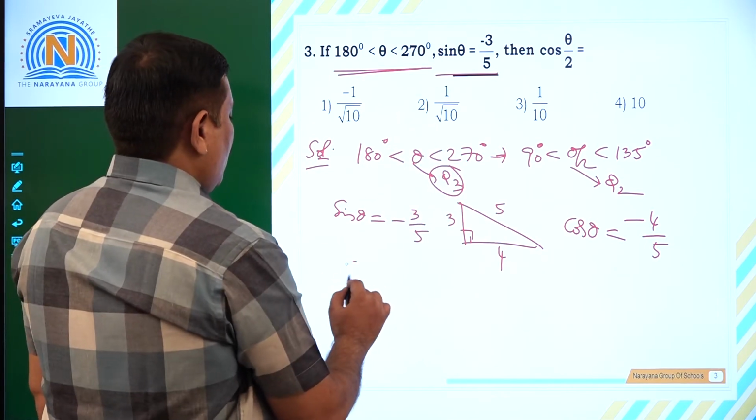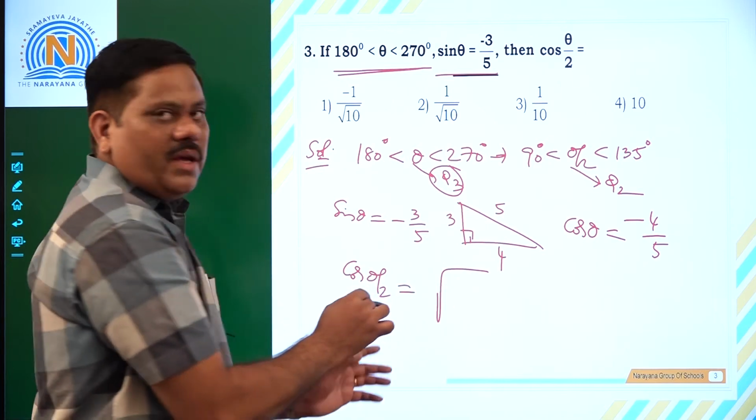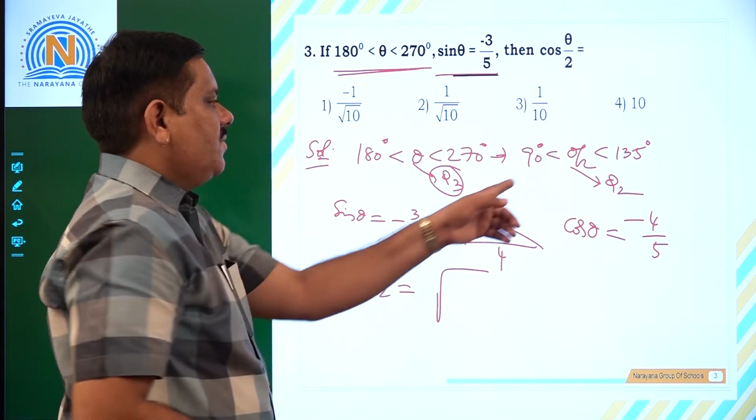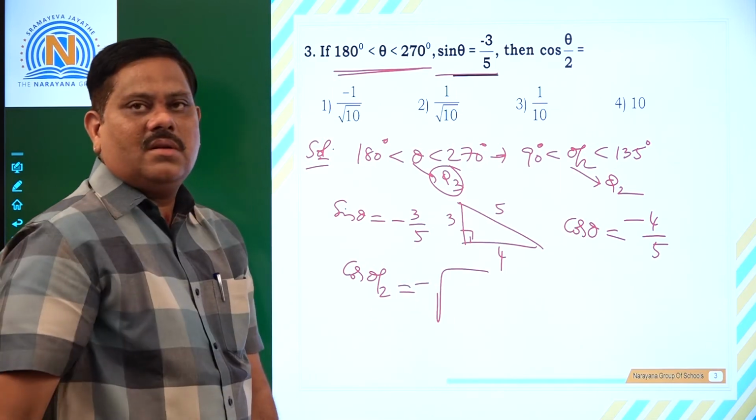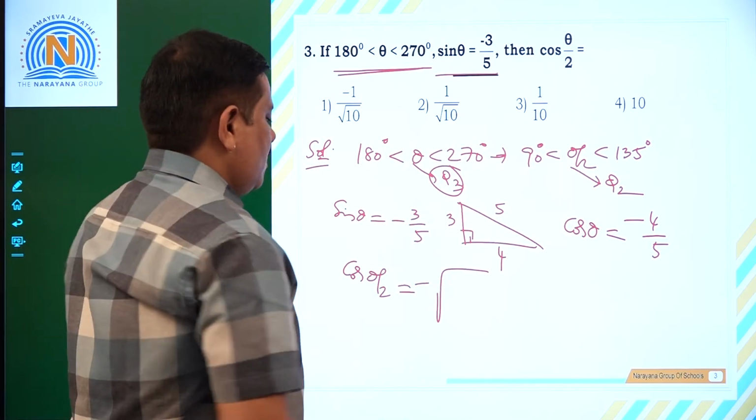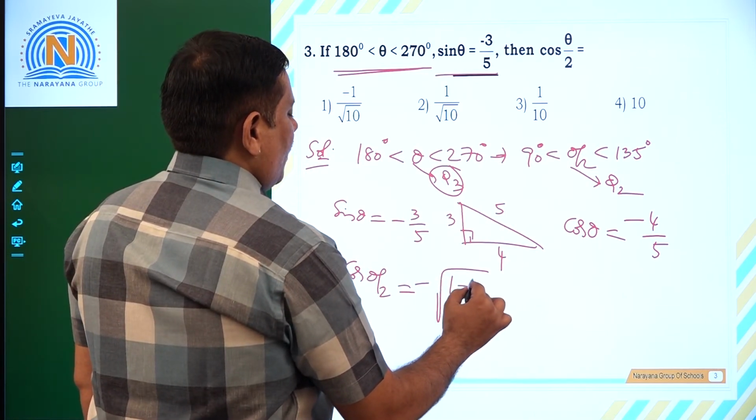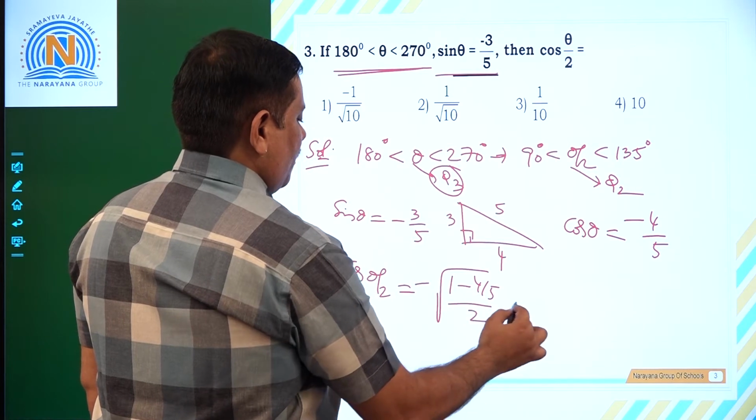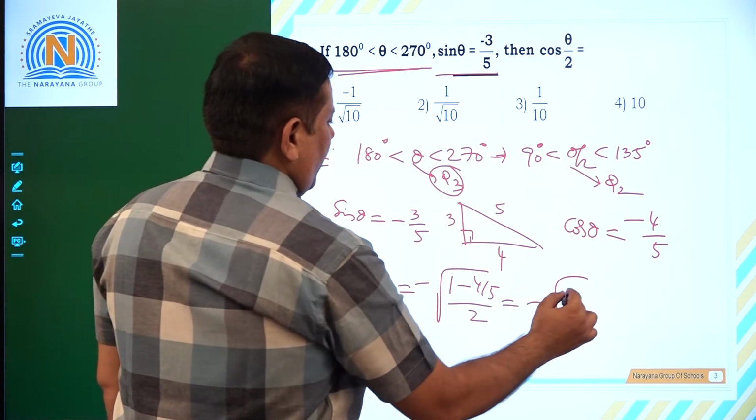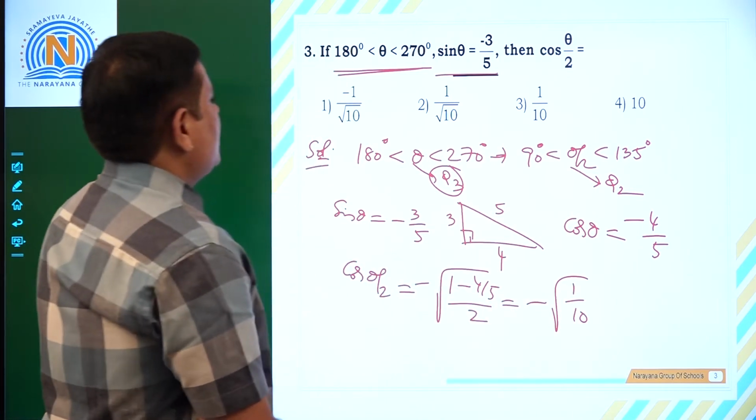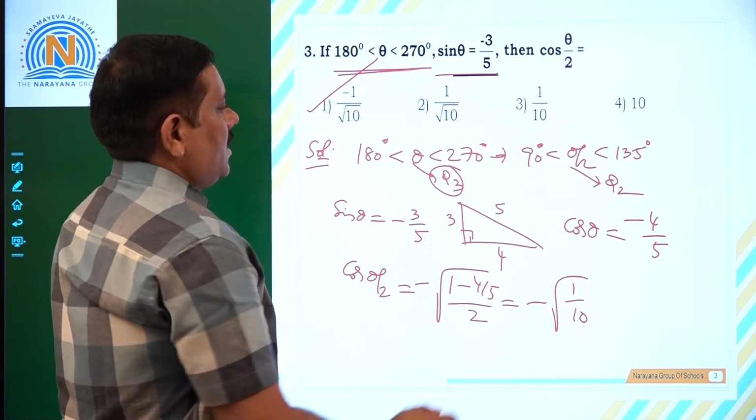Now what do you need? Cos theta by 2. According to the formula it is plus or minus under root of, but which one do you have to take? Theta by 2 is in quadrant 2, so it is certainly minus. Cos is negative in the second quadrant. So you get minus root of (1 plus cos theta) by 2, that is (1 minus 4 by 5) by 2. If I simplify that, that is minus root over (5 minus 4), that is 1 by 10. So that is minus 1 by root 10. That is the first option for us. Okay. Now let us see the next question.